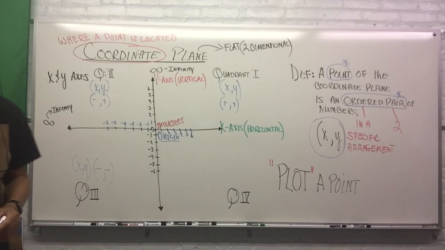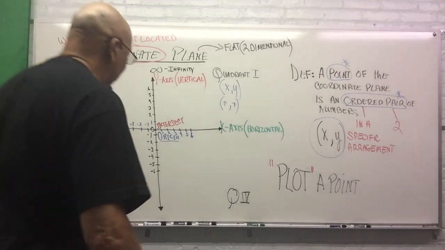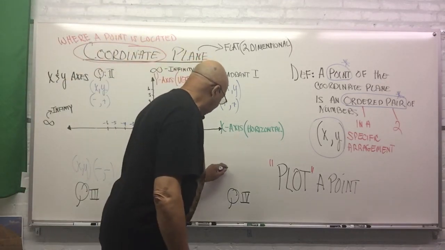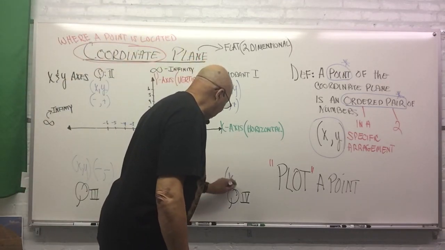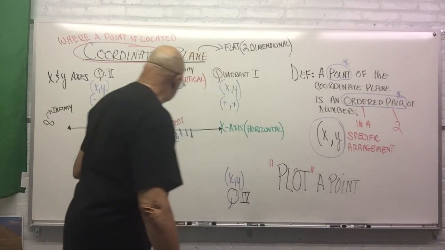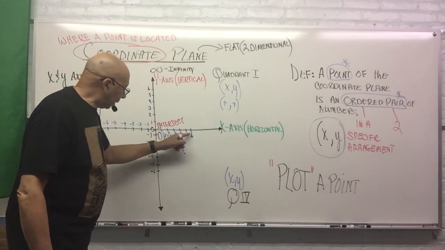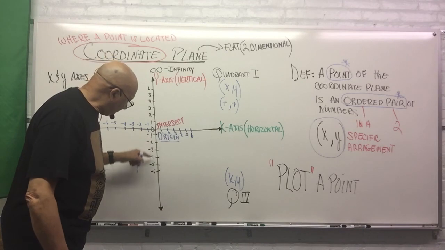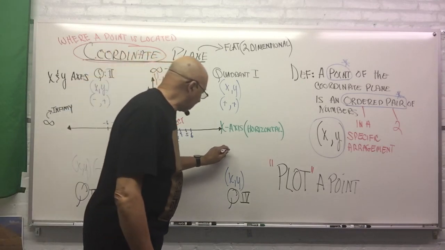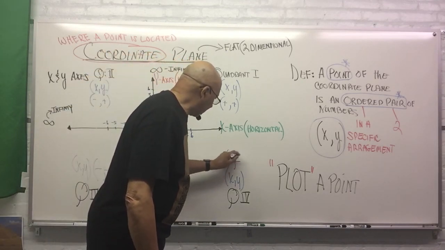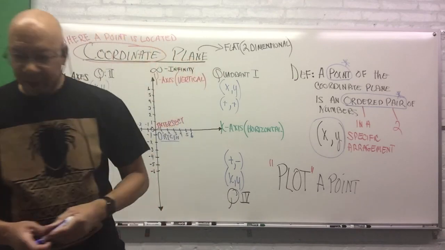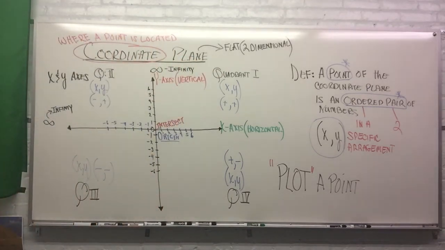And finally, in quadrant 4, every point here is also going to be x and y, but you can see it's going to be positive on x but negative on y. So it's going to be plus, minus. So now we have a pretty good layout.